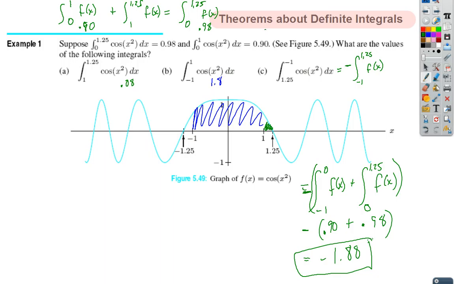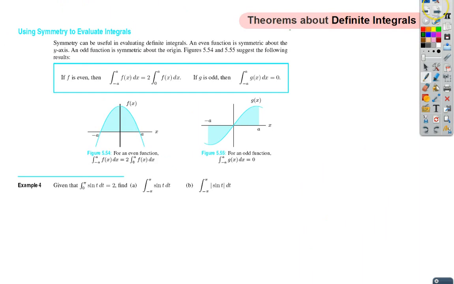The big trick here is, look, this right here is not settled. This is not smallest to biggest, so I need to make it smallest to biggest, but when I do that, it becomes a negative on the outside. I come down here and change this. I'm going to break this up from -1 to 0 and 0 to 1.25. I found what the -1 to 0 was in part B as being 0.9. For 0 to 0.25, that was given to me as 0.98. I add the 2 up and put a negative on the outside. Okay, let's see what we got next.